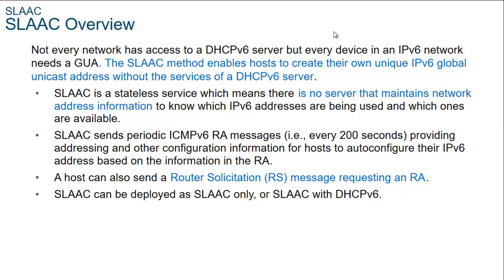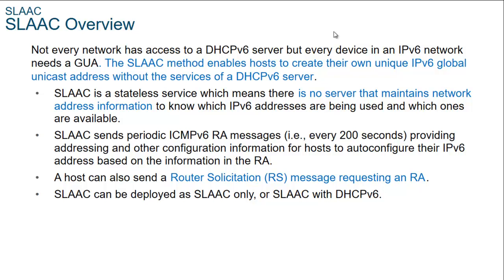Not every network has access to a DHCP server, but every device in an IPv6 network needs a global unicast address. The SLAAC method enables hosts to create their own unique IPv6 global unicast address without the services of a DHCP server. SLAAC is a stateless service, which means there is no server that maintains network address information to know which addresses are being used and which ones are available.